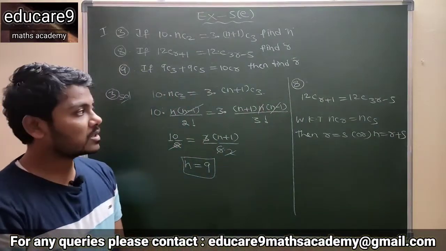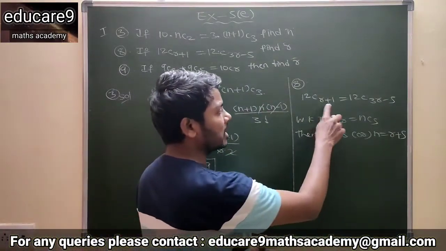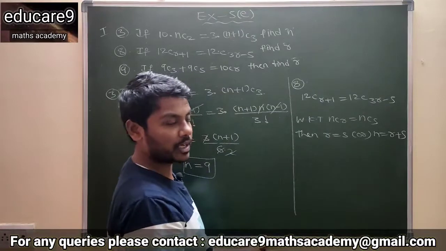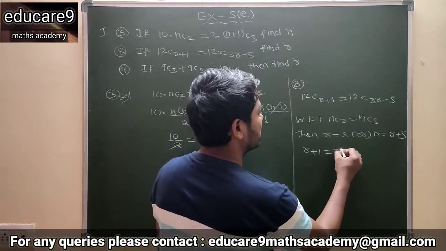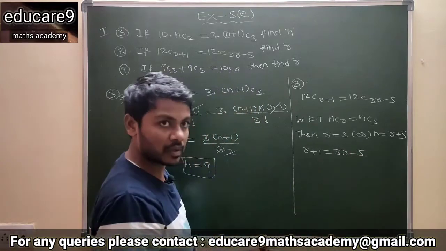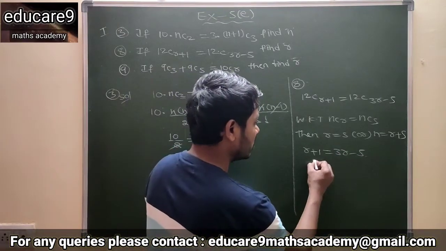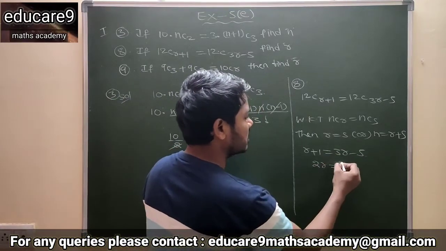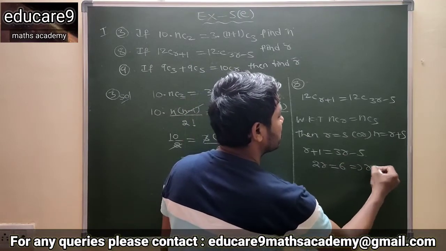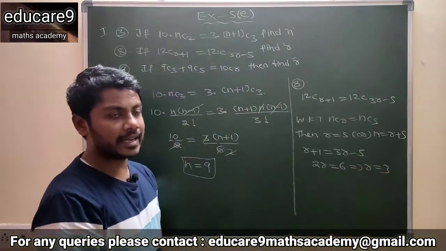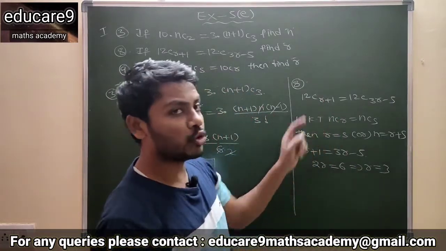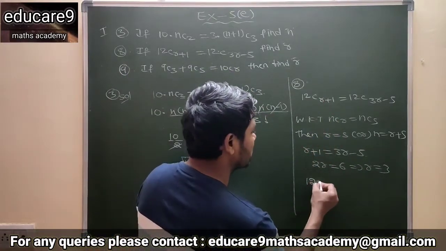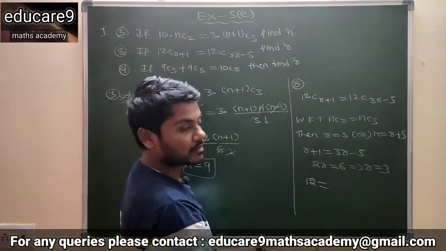Okay. So clearly r is what? r+1 and s is what? 3r-5. So the first condition is r+1 is equal to 3r-5. So clearly this is what? 2r is equal to 6. r is equal to 3. And the second case is what? n is equal to r plus s. So what is the n value? 12. So 12 is equal to r plus s.